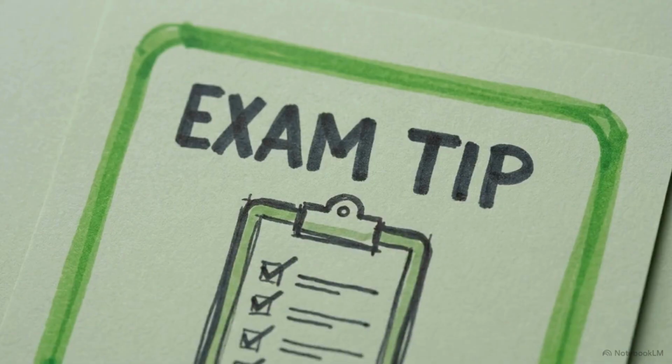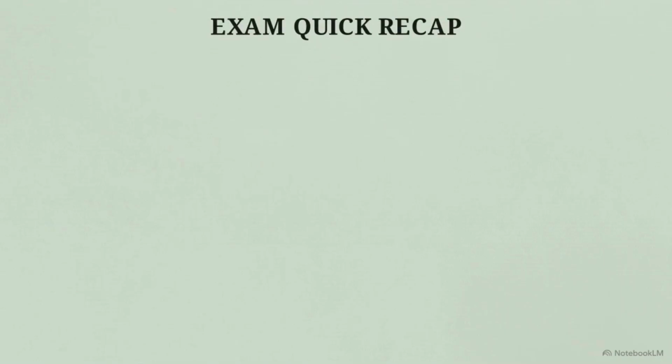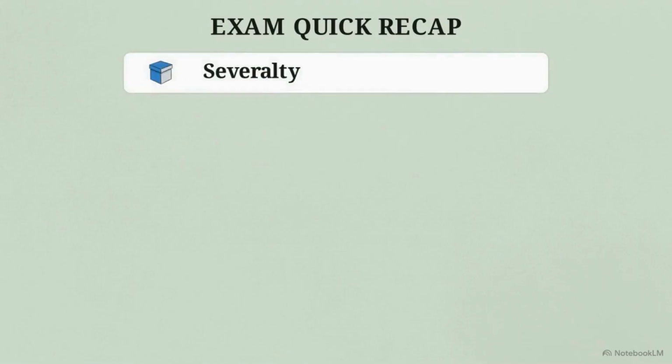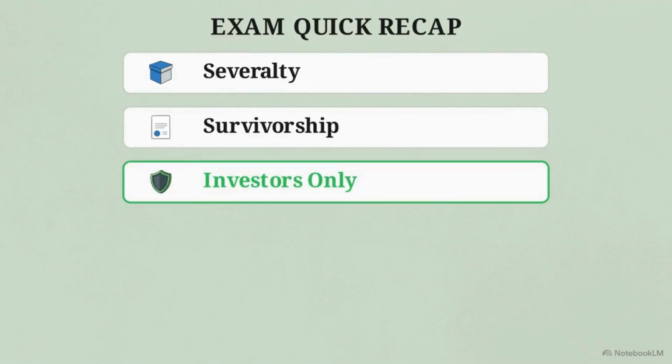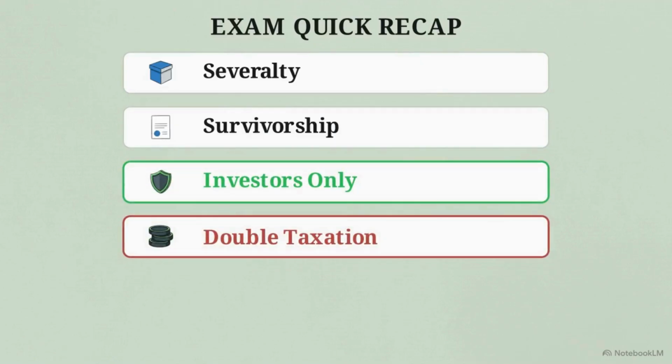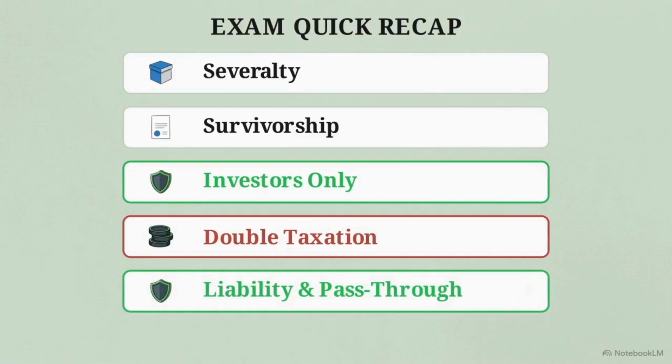Now for a rapid-fire review. These distinctions appear most often on exam questions. Property owned by one entity is owned in severalty. Joint tenancy includes the right of survivorship. Limited partners act as investors, not managers. C corporations carry double taxation risk, while LLCs offer liability protection and pass-through tax treatment.